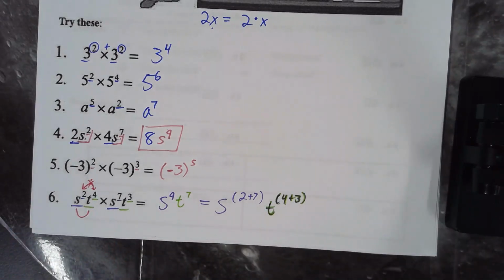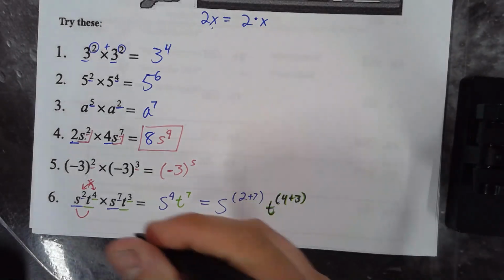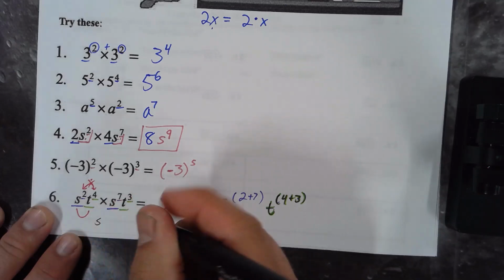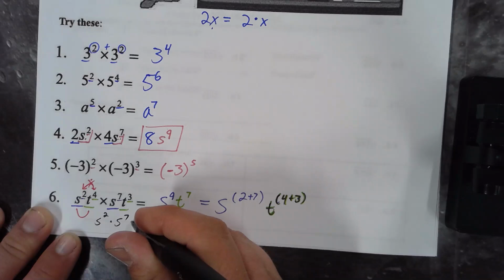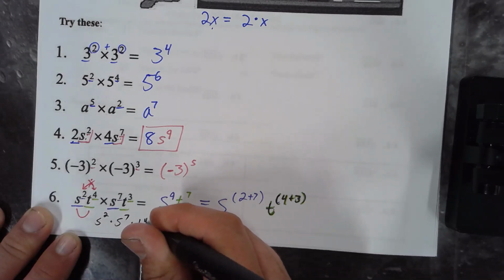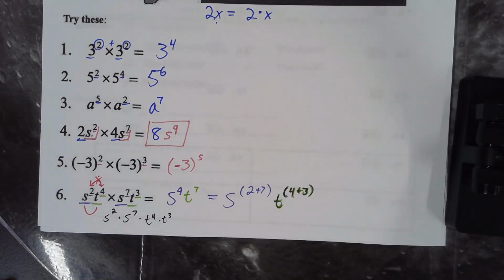So if I want to rewrite this a little bit to make it look easier, another easy way to look at it would be s squared times s to the 7 times t to the 4 times t cubed. I could write it like that. That way, I have all the like stuff together. I would have gotten the same thing.